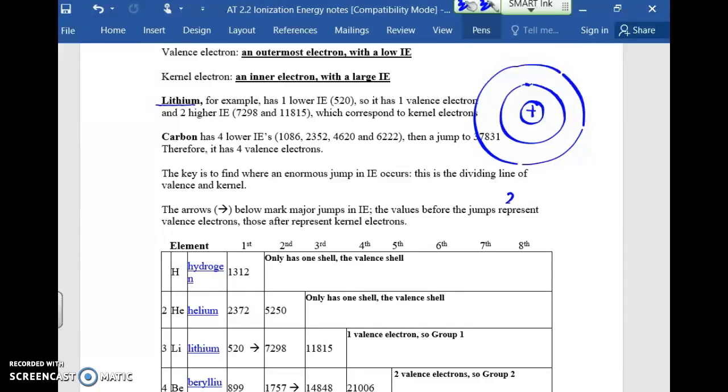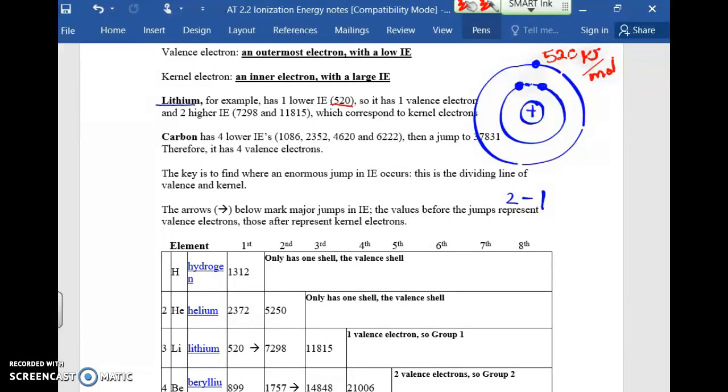We know from our reference table that it's 2-1, meaning I have 2 electrons in the first energy level and 1 in the second. Now, I've said here that if you're lithium, that is the ionization energy for the outermost electron. It takes 520 kilojoules to remove 1 mole of electrons from a sample of lithium.